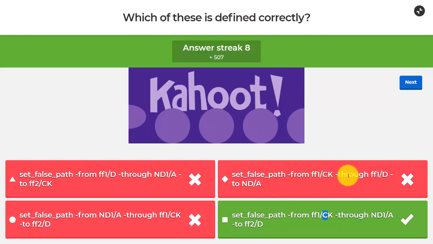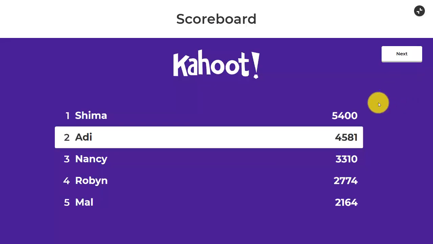Here again we had minus through flip-flop 1D. We can't go through the D of a flip-flop. And we usually do not go to the A pin of NAND. It's not usually an endpoint because it's a combinatorial path. I guess in some cases it somehow could be. And here from NAND 1A, again, we don't start from the A pin of a NAND gate. We don't go through a clock pin of a flip-flop. We do go to a D pin of a flip-flop.